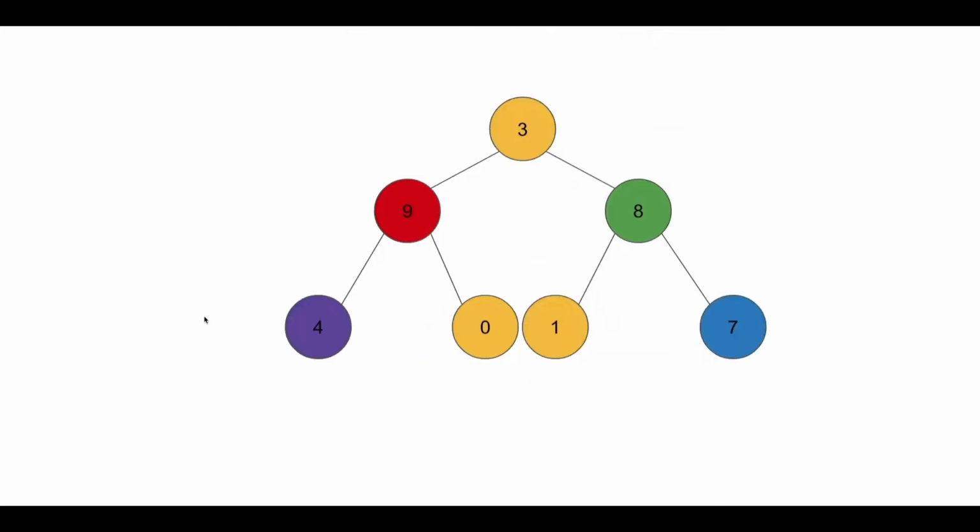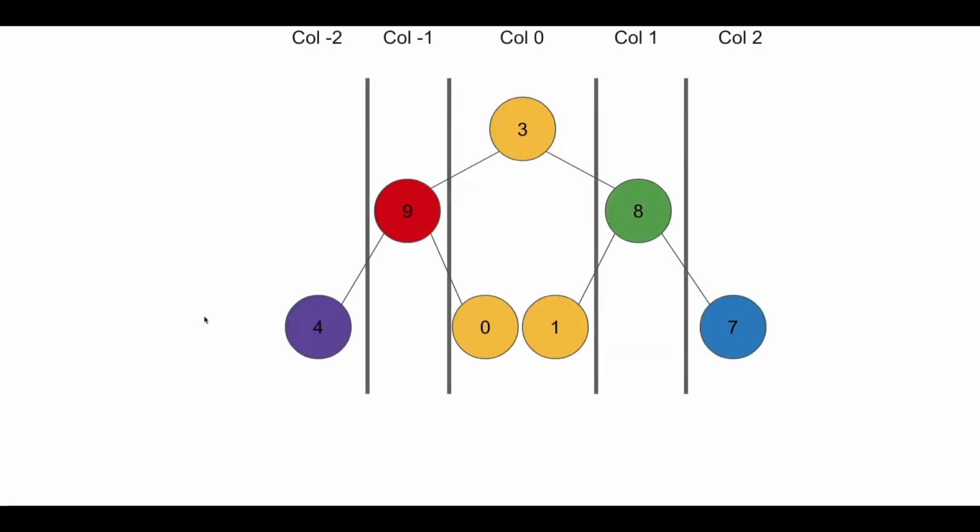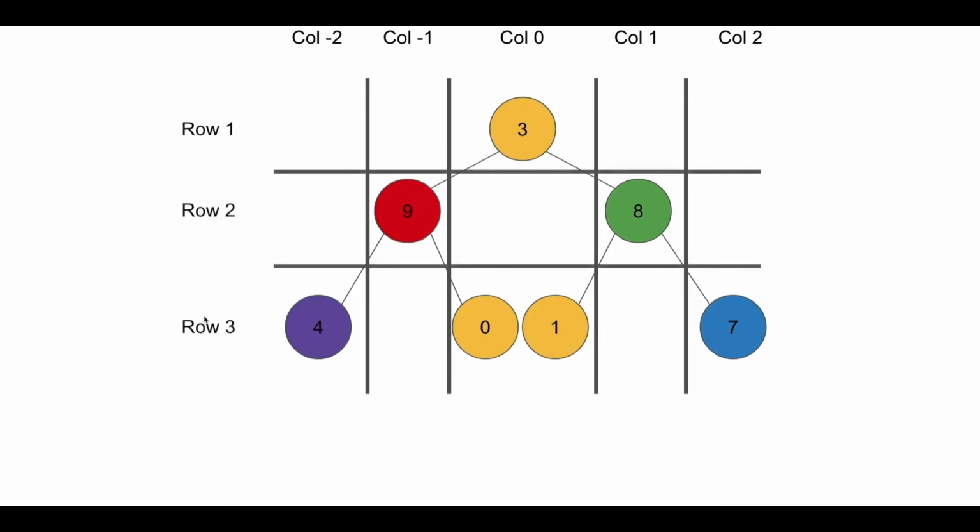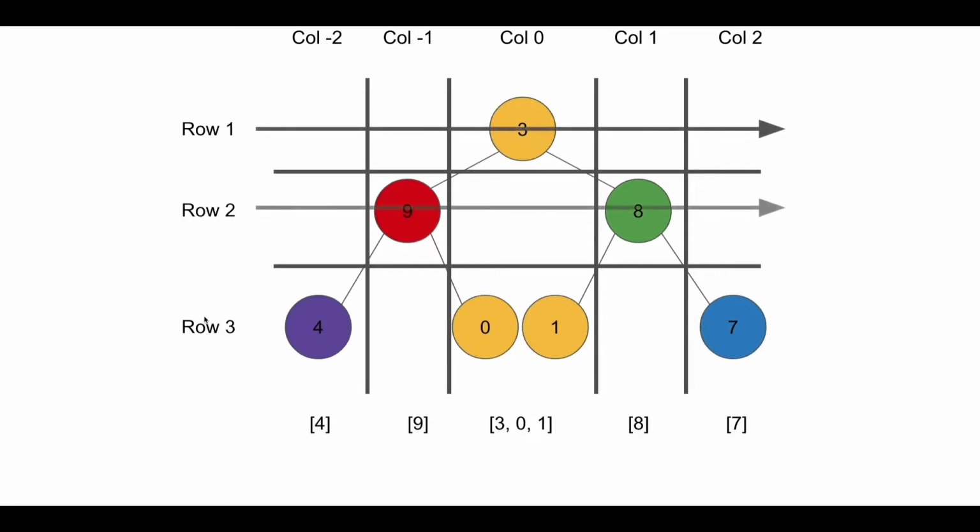Similarly, in the second example, we have 5 columns and 3 rows, and the result we'd like to return is 4, 9, 3, 0, 1, 8, and 7, which we can do by going from top to bottom and left to right. Note that for column 0, we first put in 3, and then in the third row where we have 2 numbers, we go from left to right, so 0 and then 1, rather than 3, 1, 0.